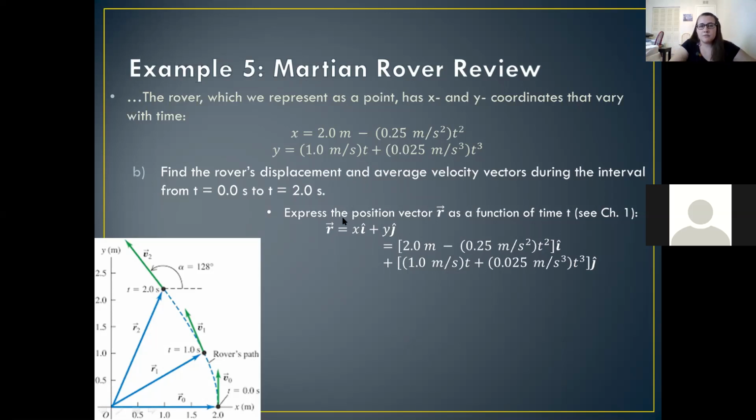But this is one way that we can write out a vector with its components. So our vector is our x component in the i hat direction, or the x direction, plus our y component in the j hat direction, or the y direction. So we take our x component and pop it in there, and we write that in our i direction. And then we take our y component and pop it in there, and that goes in our j hat direction.